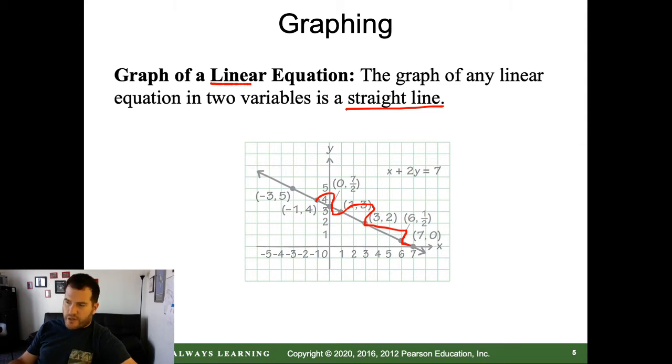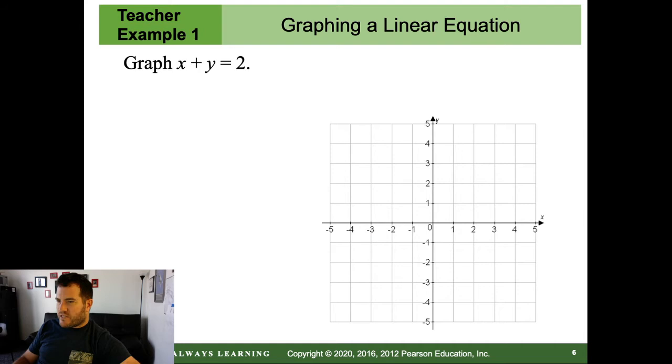So what does this look like? How do I do it? Where do I even start? We're given this equation to graph: x plus y equals 2. What I recommend is to make a little table. Some people call it a t-chart. I'll go with a t-chart in this case.